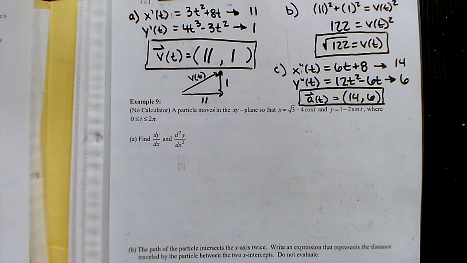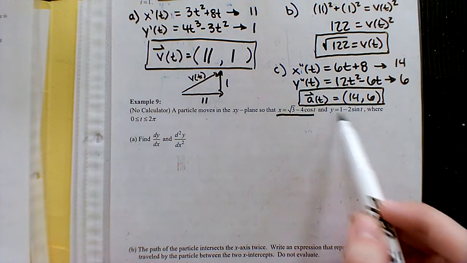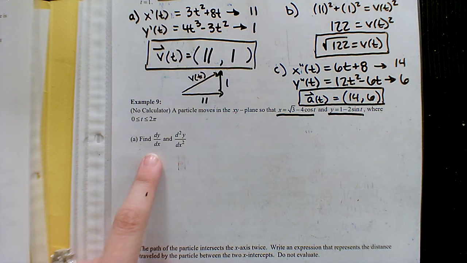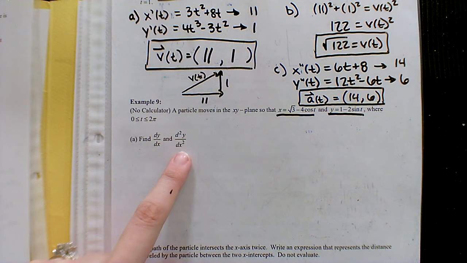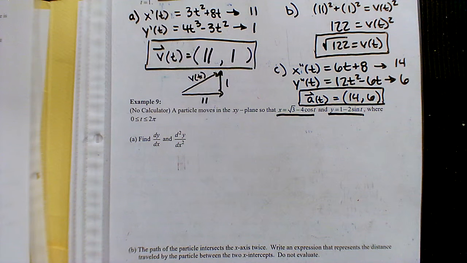All right, let's try the next one. A particle moves along the xy plane so that we have these parametric equations, or parametric set, and we're only looking from 0 to 2 pi. They're looking for us to figure out the overall first derivative and then the overall second derivative. How do you want to do that?